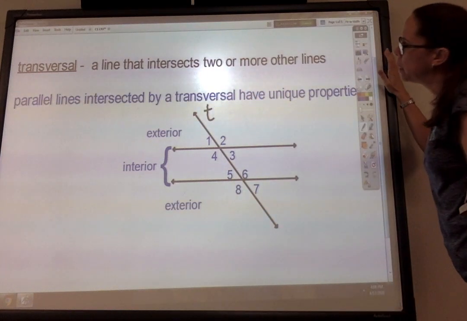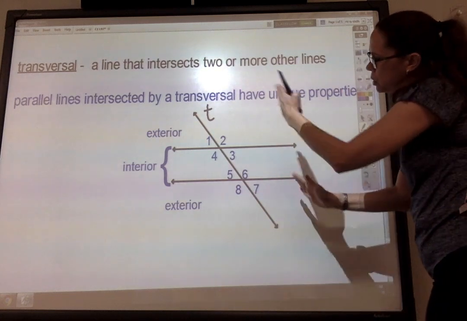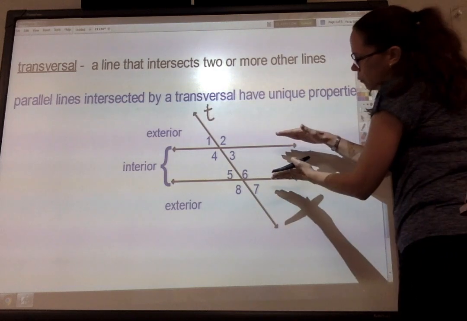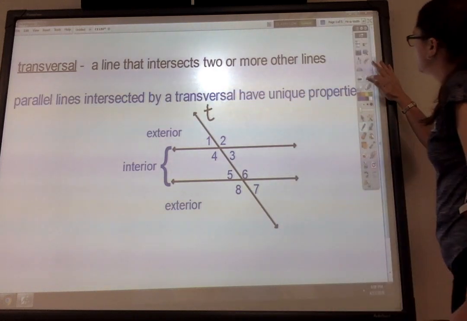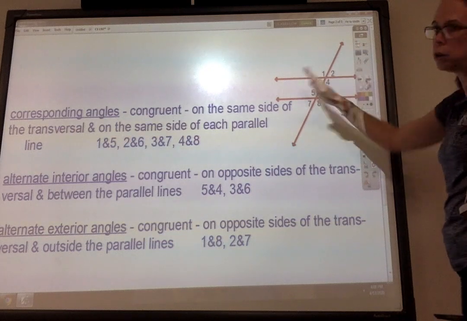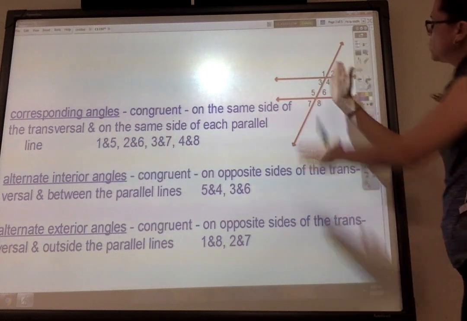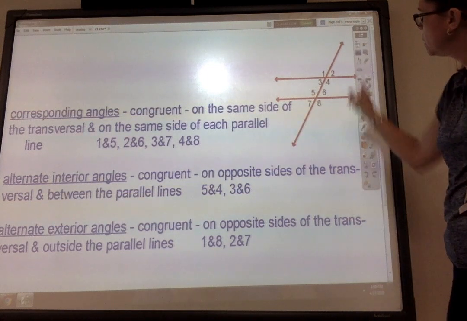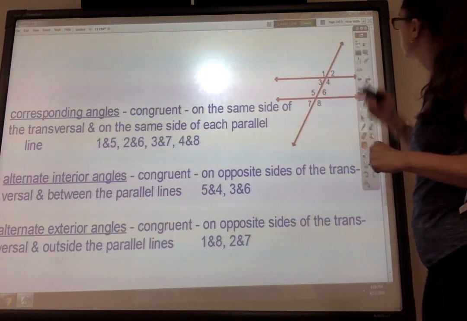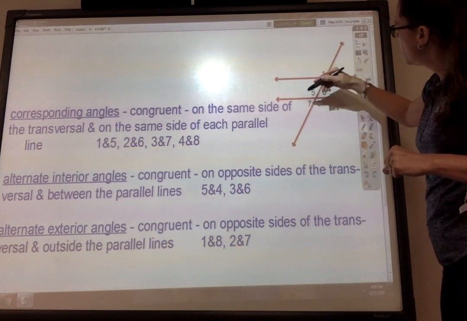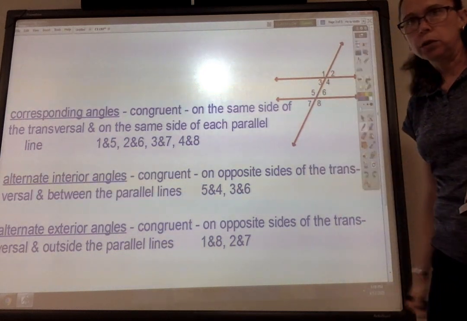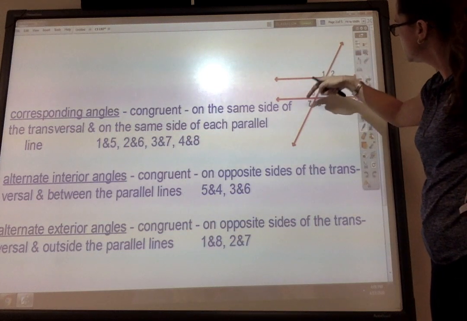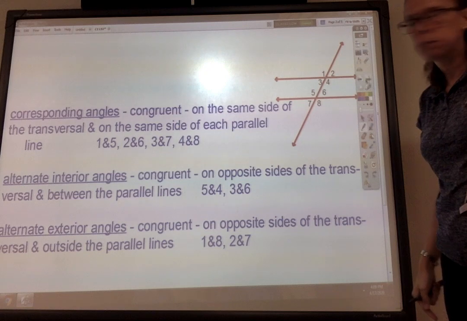Now, I'm going to go to the next slide. On the next slide, my picture looks a little different. We're going to talk about some other features when a set of parallel lines are intersected by a transversal. We're going to use this figure now. So my transversal goes this way. If you want to draw this in your notes, go ahead. This figure here: these are our parallel lines, this is our transversal, angles 1, 2, 3, 4, 5, 6, 7, and 8.